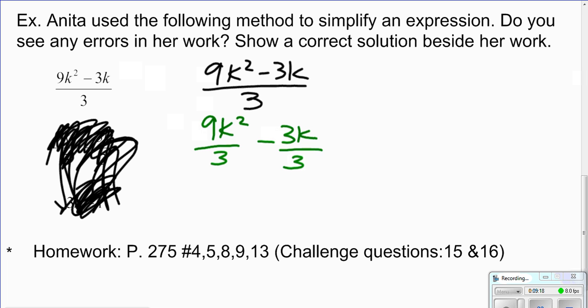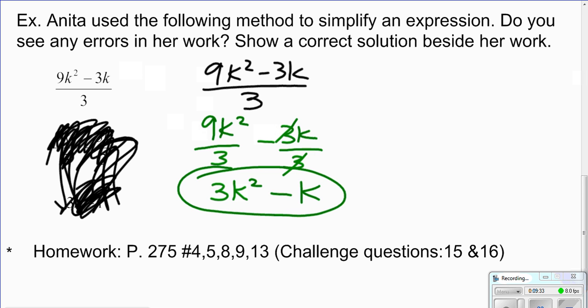Now we're thinking numbers with numbers. Well, 9 divided by 3 is 3. There's no k in the denominator, so the k's are unaffected. 3 divided by 3 gives us 1, so negative 1k or negative k. So we should have 3k squared minus k. That's the correct answer. Now let's go back and see what they did.